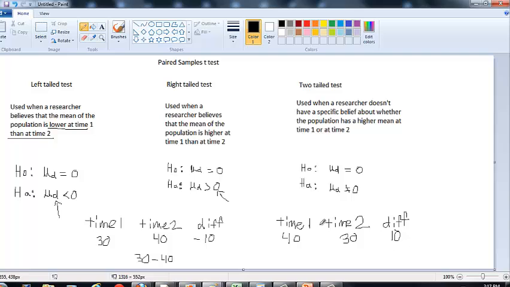If you subtract the mean at time 1 by the mean at time 2, you get the mean difference score. So the researcher is basically trying to support the possibility that the mean difference score is a positive number, because they're trying to support the idea that the mean is higher at time 1 than at time 2. So this is the alternative in the right-tailed test.